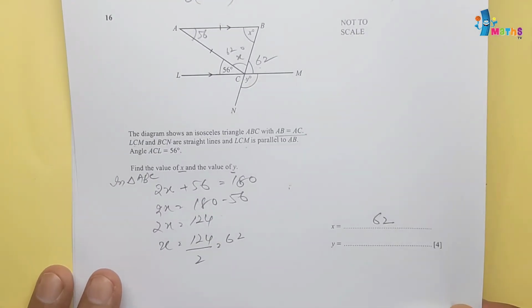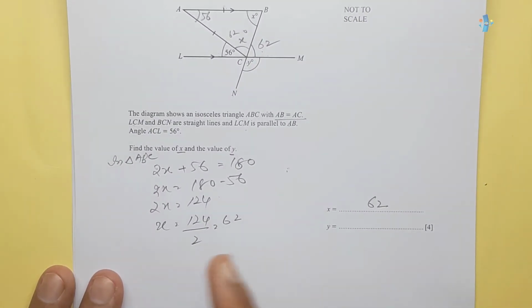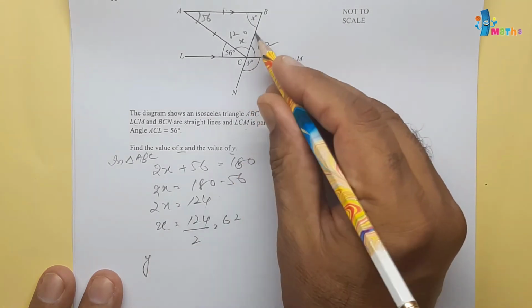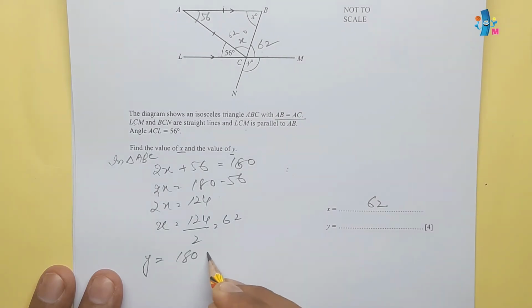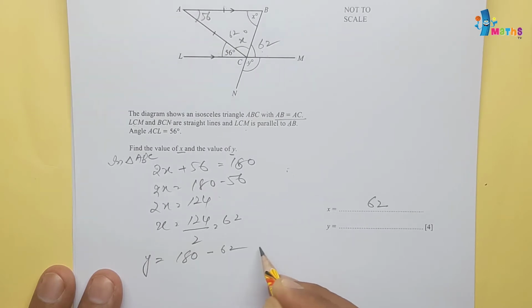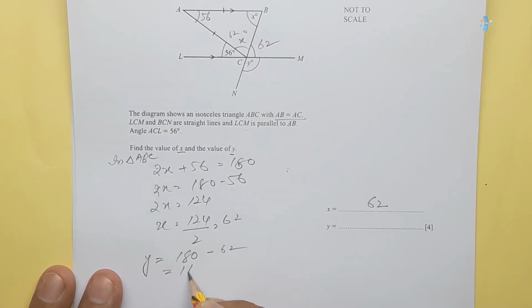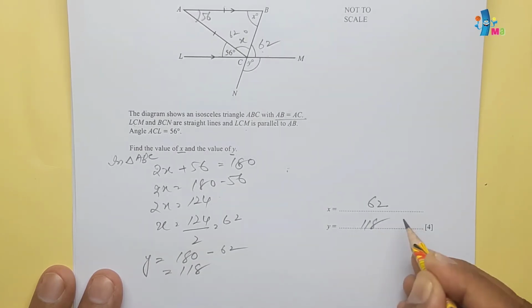So we can write over here y is equal to what? This is a 180 straight line. So 180 minus 62, and this will be equal to how much? 118. So this will be 118.